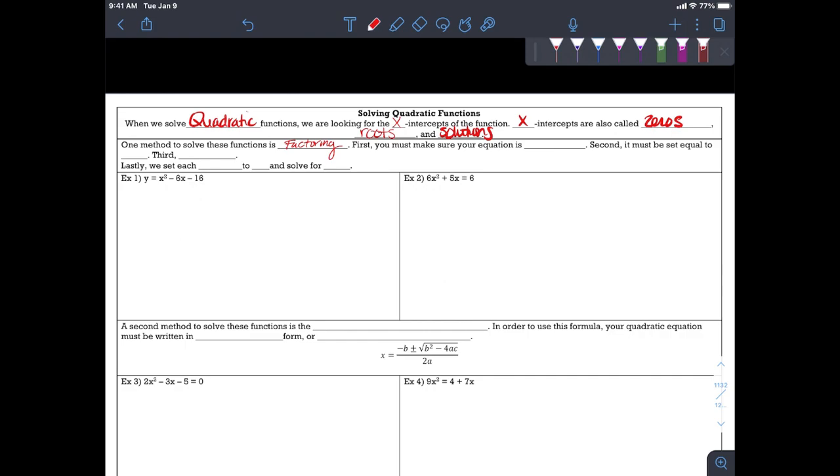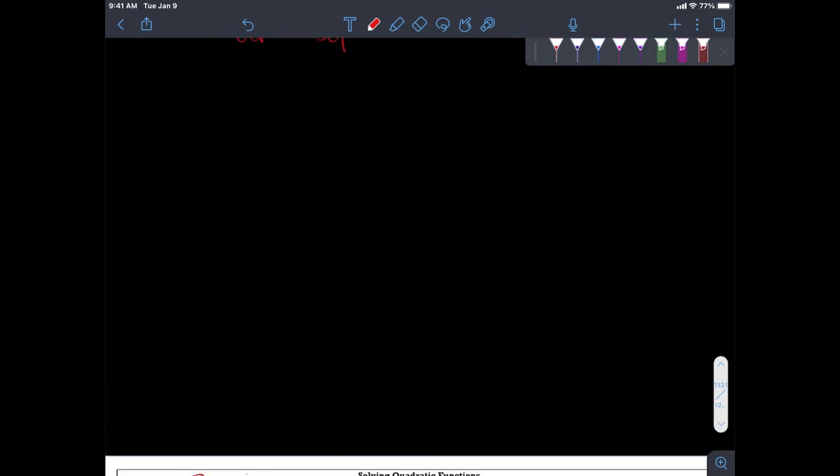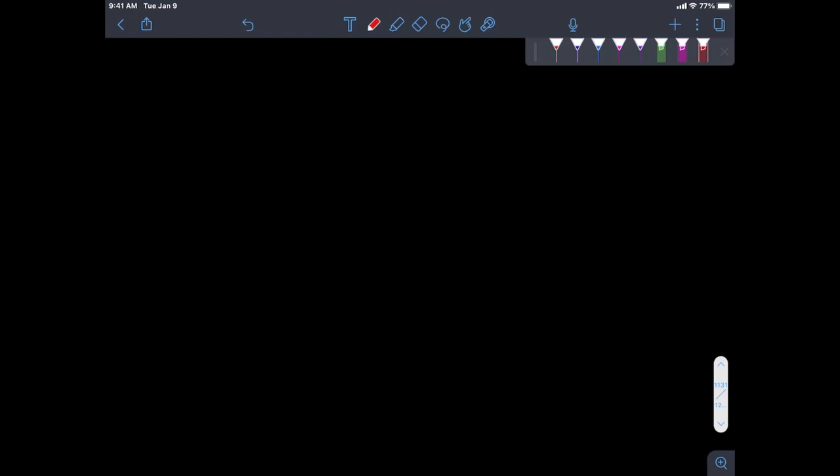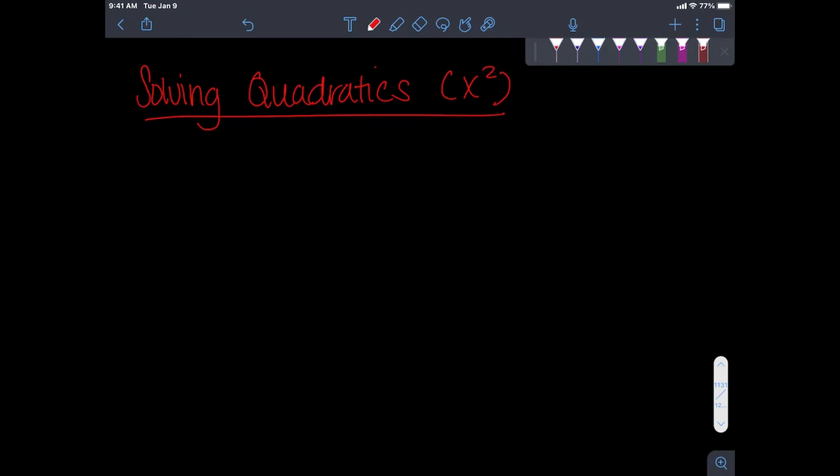Now, I'm not going to fill in the rest of this because I want to make sure that we're focusing on what's important. So before I jump into this, I'm going to rewind just a little bit and talk a little bit about what exactly we're doing. Whenever somebody's asking you to find a solution to a quadratic equation, anything with an x squared as its highest exponent, they're essentially asking you to find your x-intercepts.